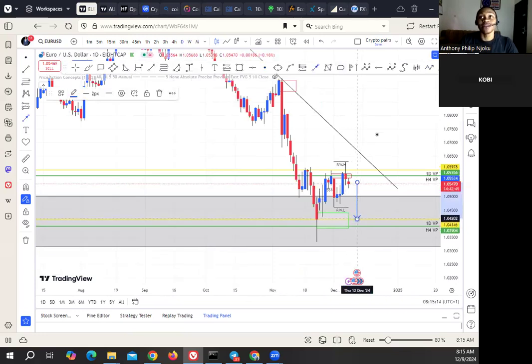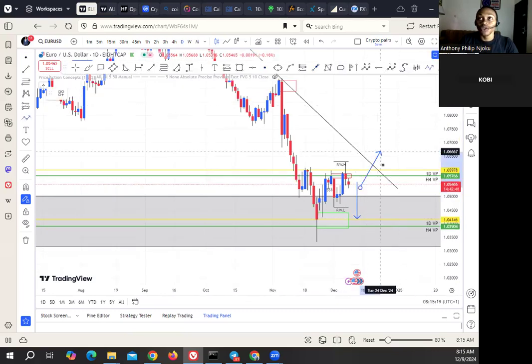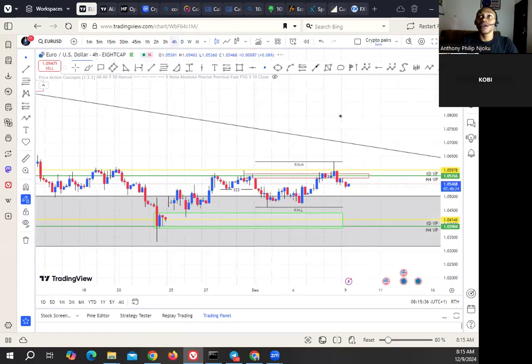There is still a high chance of Euro moving to the upside to continue pushing up. Okay, so with that said, I already marked out the daily supply zone and daily demand zone. Let's go down to the 4 hours time frame.